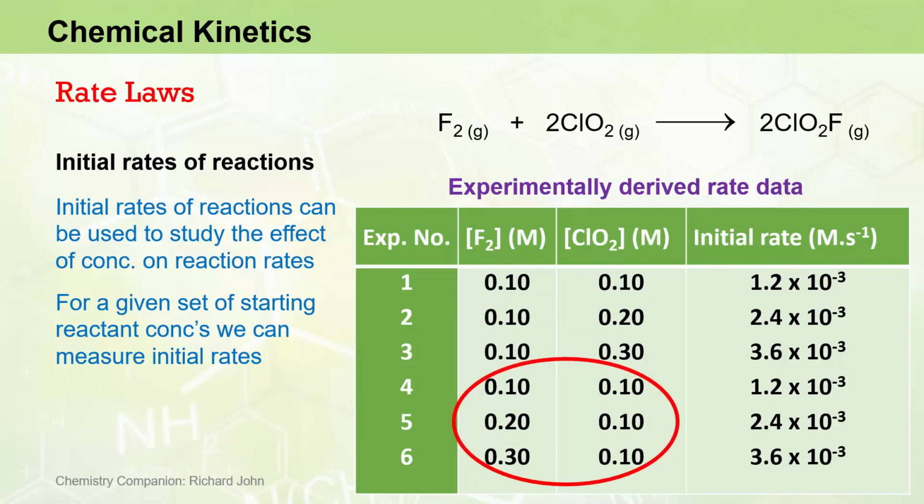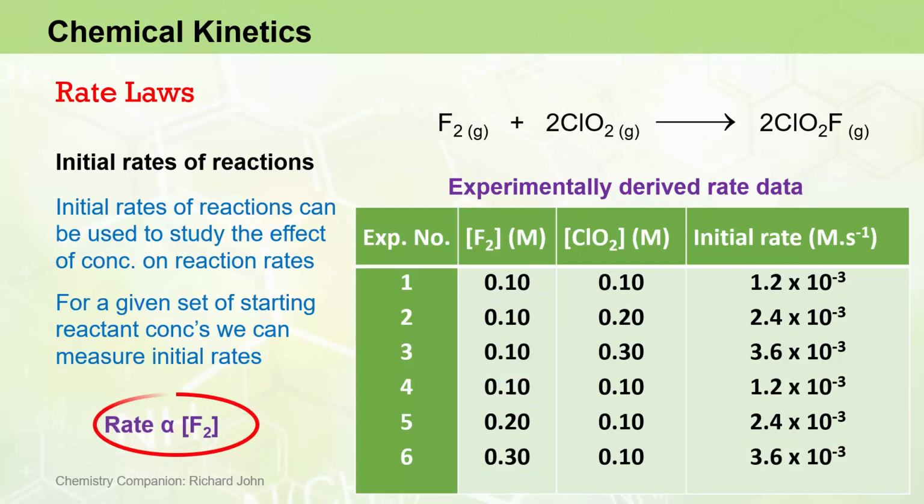In the last 3 experiments, the concentration of ClO2 was kept constant at 0.10 molar, while the concentration of F2 was varied. This time we can see that as the concentration of F2 was doubled, comparing experiments 4 and 5, the rate of reaction again doubled, and as the concentration of F2 was tripled, comparing experiments 4 and 6, the rate of reaction again tripled. This suggests that the rate of reaction is linearly proportional to the concentration of F2, and we can again represent that with a mathematical statement, the rate is proportional to the F2 concentration, shown at the bottom left of screen.